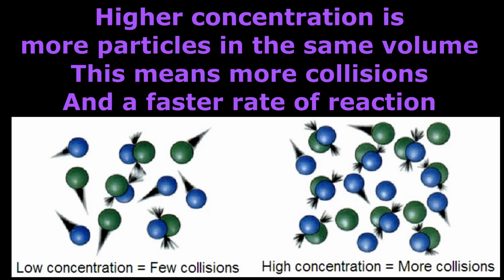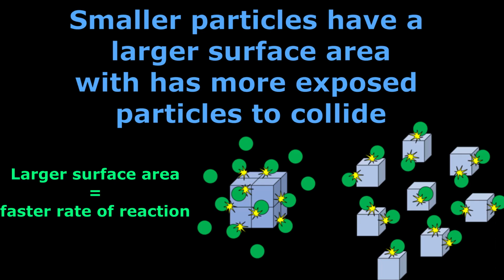So what else can we change? Well, we can change the surface area. Surface area is about particle size. If I have a big lump of something, it has a smaller surface area than if I have lots of small lumps. So the biggest surface area is a powder. So surface area is all about the exposed particles.